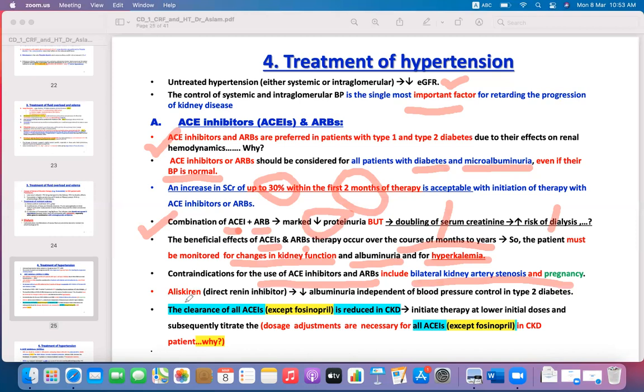Aliskiren, which is a direct renin inhibitor, decreases albuminuria independent of blood pressure control in type 2 diabetes mellitus.